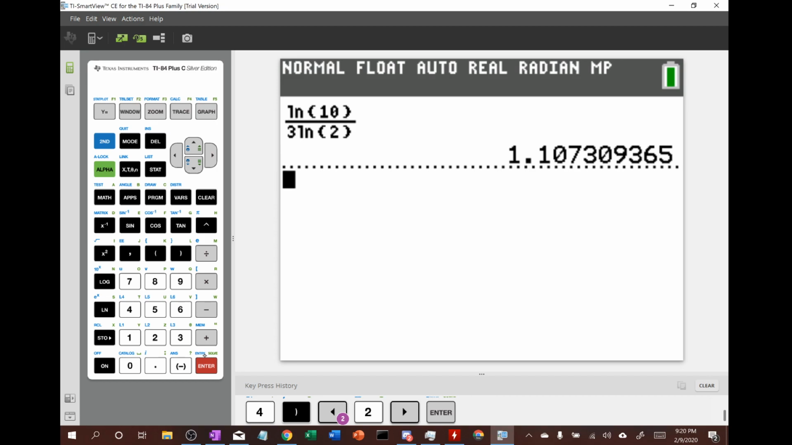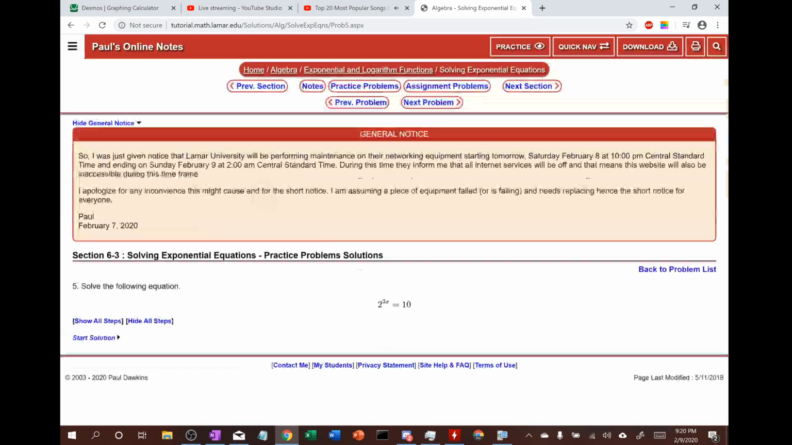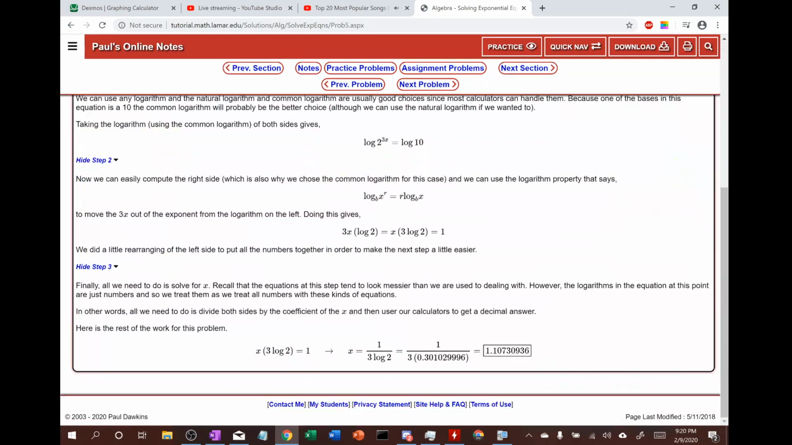I can't use the calculator, otherwise I have to get off the YouTube app. Oh, right. Okay, see that 1.107309? Yeah. So it's a, what do you call these types of numbers? Irrational, right? Okay, so it's an irrational number.